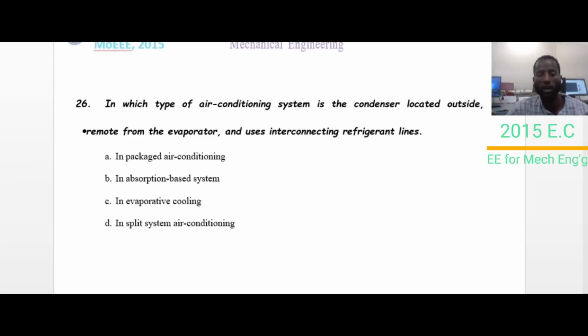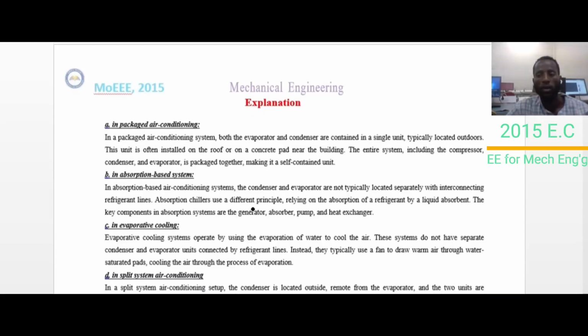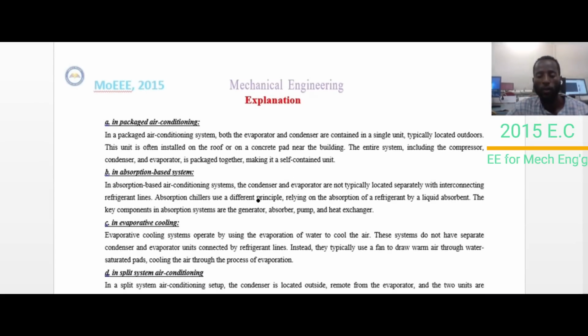Is the condenser located outside, remote from the evaporator, and uses interconnecting refrigerant lines? So let's see the description or explanation. A. Packaged air conditioning. In a packaged air conditioning system, both the evaporator and condenser are contained in a single unit, typically located outdoors, and this unit is often installed on the roof or on a concrete pad near the building. The entire system, including the compressor, condenser, and evaporator, is packed together, making it a self-contained unit.